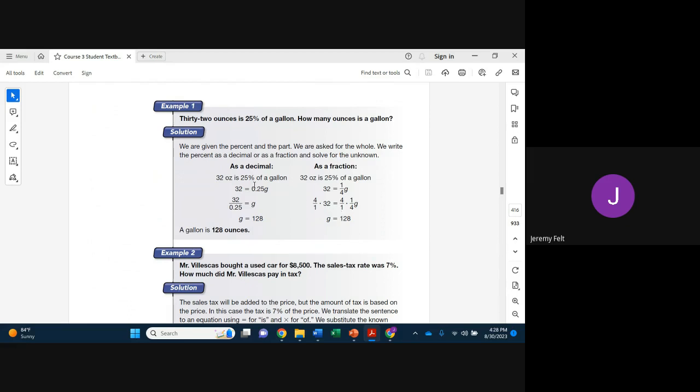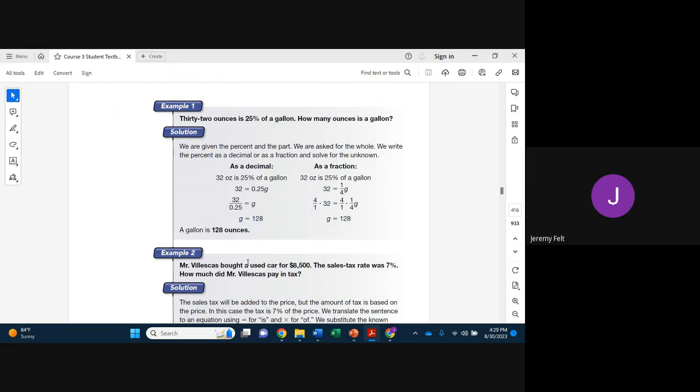If we used a decimal, same thing, but we're dividing by 0.25 on both sides. So 32 divided by 0.25 is 128 ounces. So we use what we know about a percent, and then we have to either convert it to a decimal or a fraction. We can't divide by 25 because that obviously would not be the correct answer. So we use percents a lot. We just have to know that we convert it.